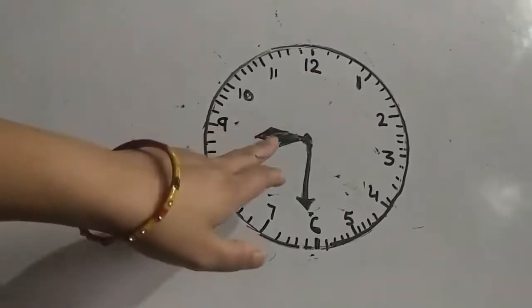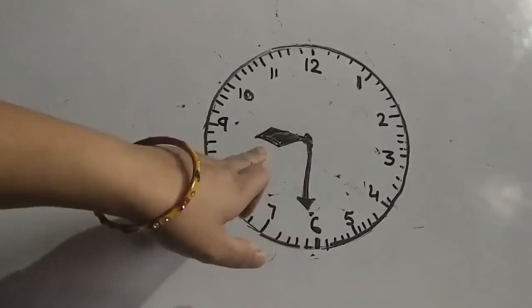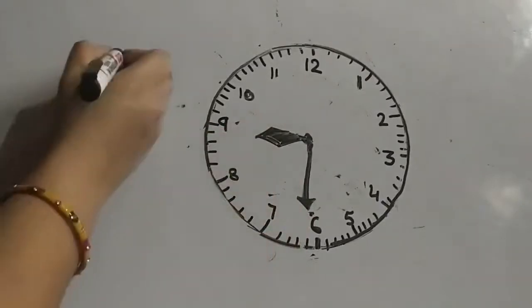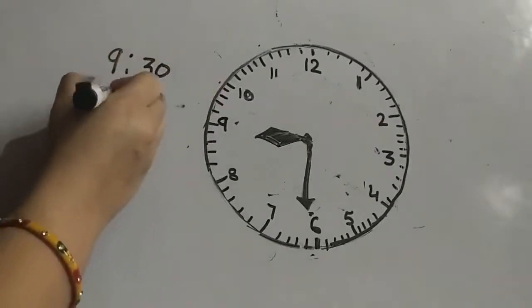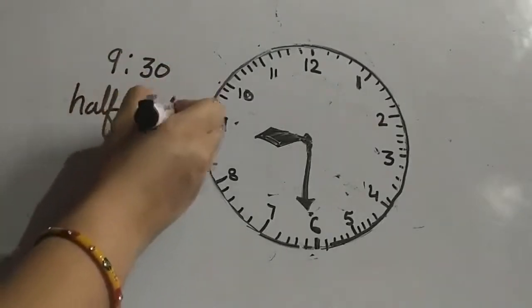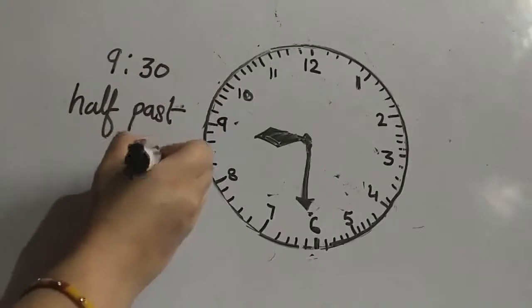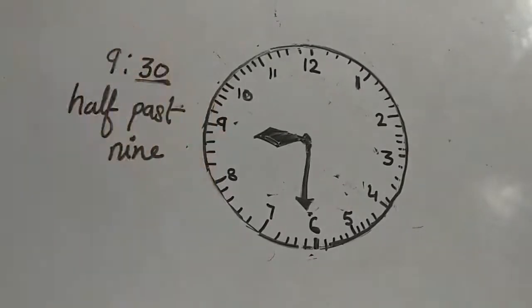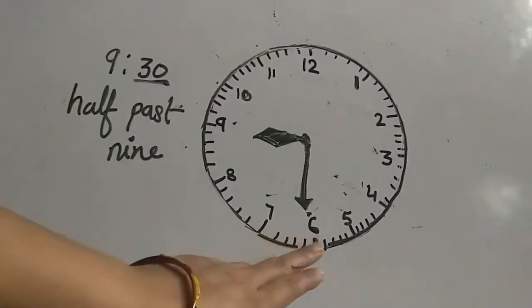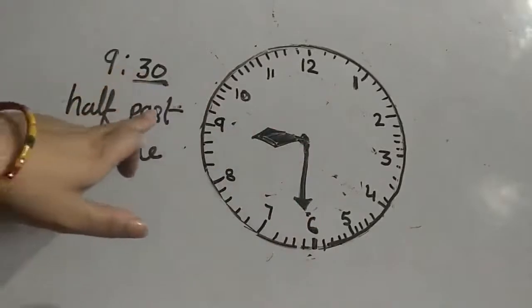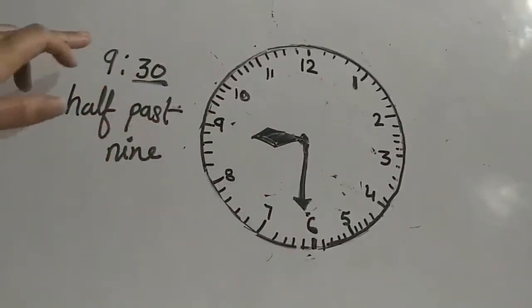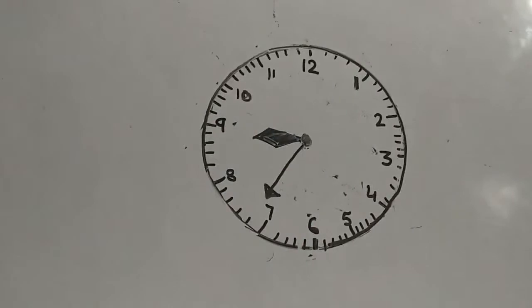Now the minute hand is on 6 and the hour hand is on 9. So we'll write it as 9:30. Again, we'll write it as half past 9. When 30 minutes are there, or our minute hand is on 6, we'll write 30 minutes or half past the hour.